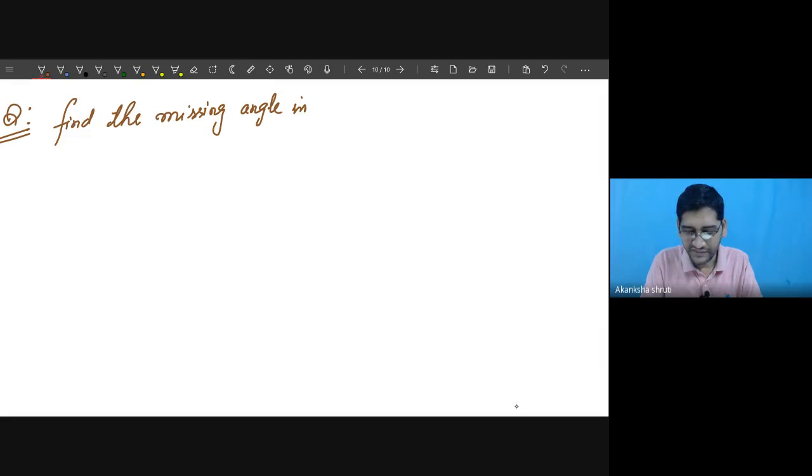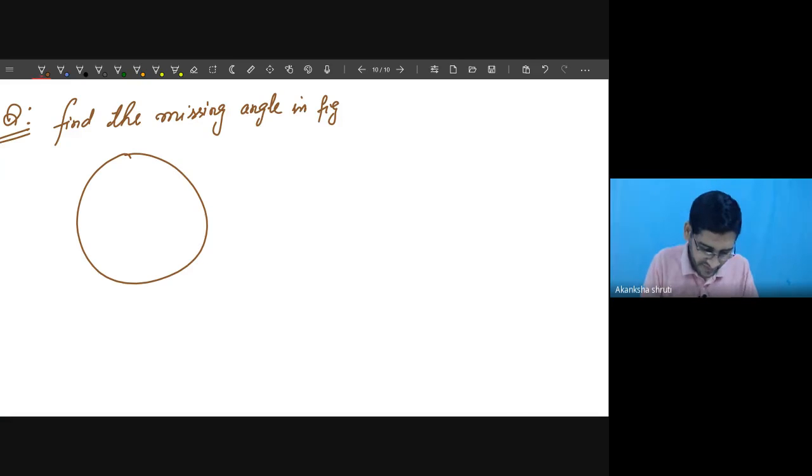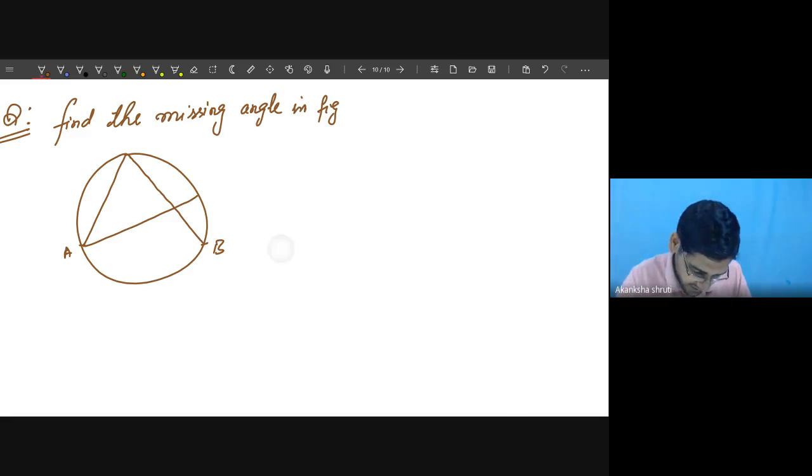In the figure, a figure is given to you. Consider the point A, the point B, and one angle is like this one, and another angle is like this one. And this angle is your 60 degree. What is the missing angle X in the first figure?